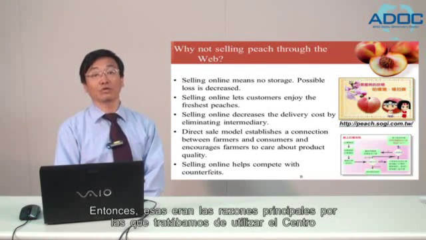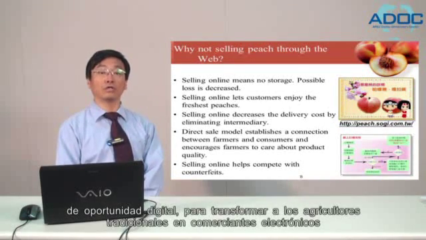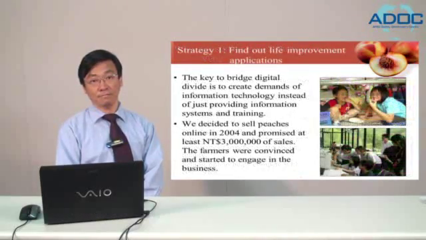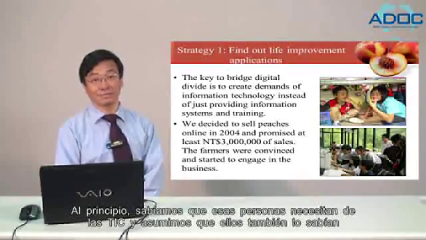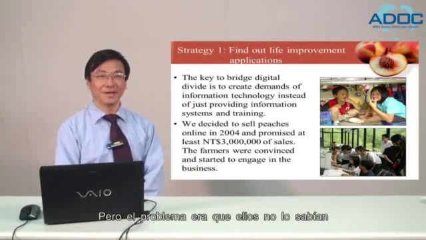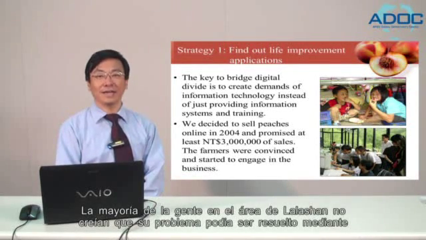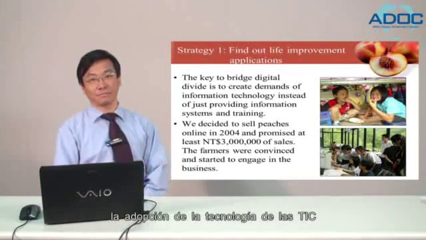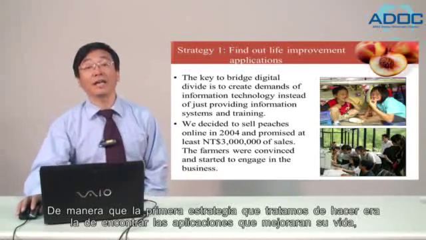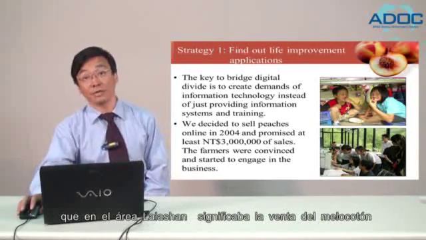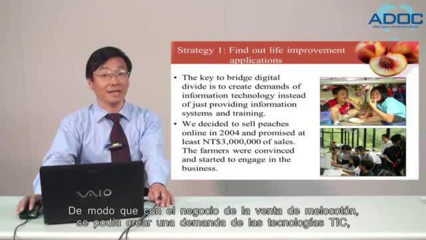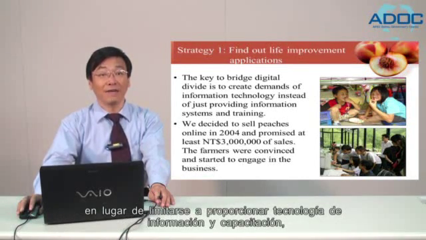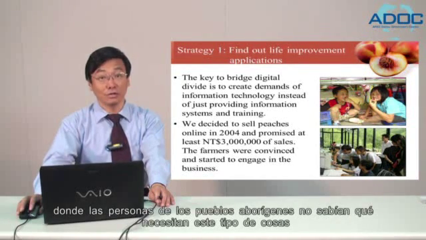So that is the main reason that we try to use the Digital Opportunity Center to transform those traditional farmers into e-marketers. At the beginning, we knew those people needed ICT technology and assumed they knew that too. But the problem was they didn't. Most people in Lalashan area do not think that their problem can be solved by adopting ICT technology. So the first strategy we try to do is to find out the life improvement applications, which in Lalashan area means peach selling. So with the peach selling business, we can create demand for ICT technology instead of just providing information technology and training, which for those Aboriginal people, they don't know why they need this kind of thing.